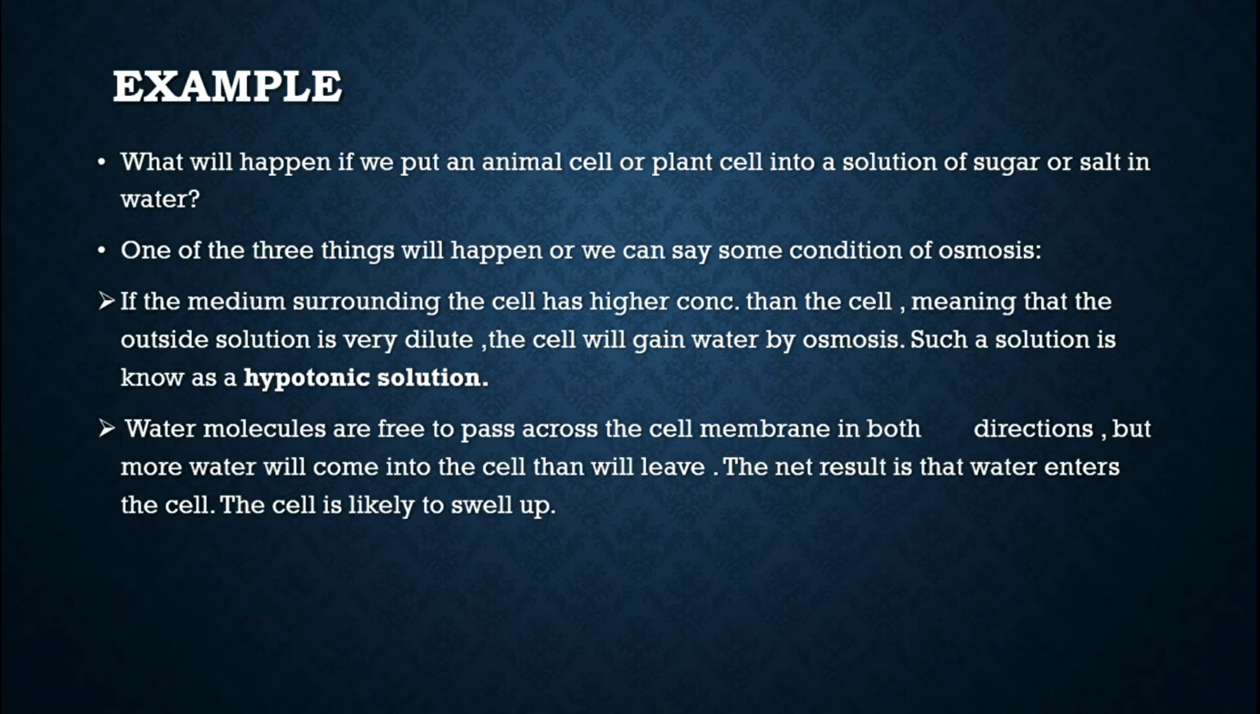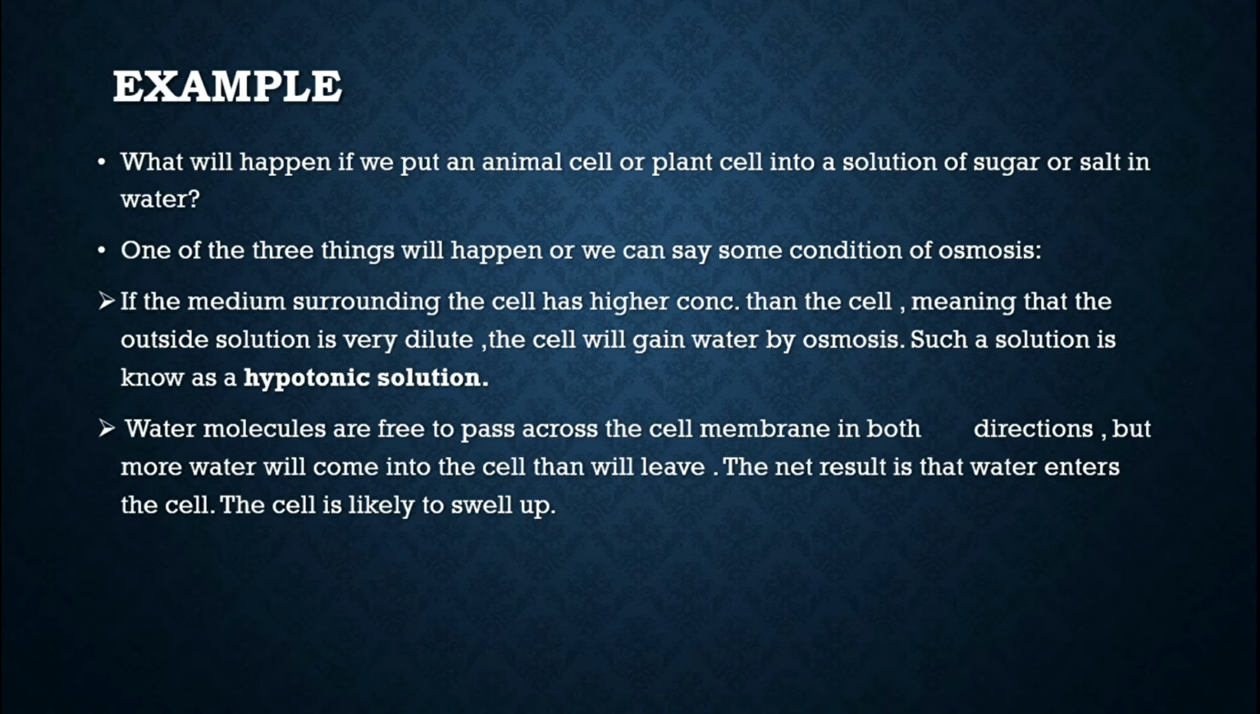Now let's see what a hypotonic solution is. If the medium surrounding the cell has a higher water concentration than the cell, meaning that the outside solution is very dilute, the cell will gain water by osmosis. Such a solution is known as a hypotonic solution. The water molecules are free to pass across the cell membrane in both directions, but more water will come into the cell than will leave. The net result is that water enters the cell. The cell is likely to swell up.